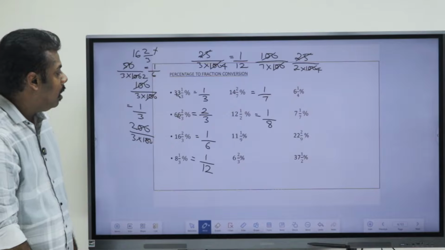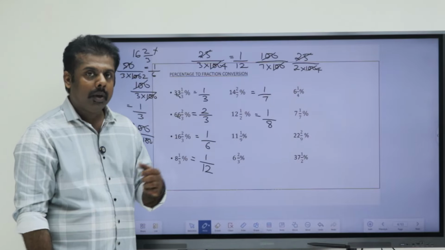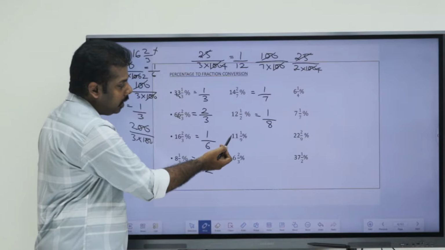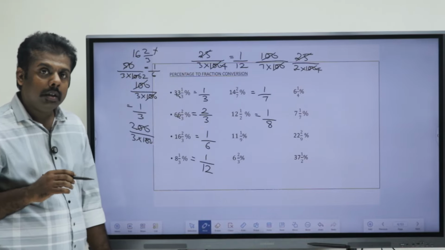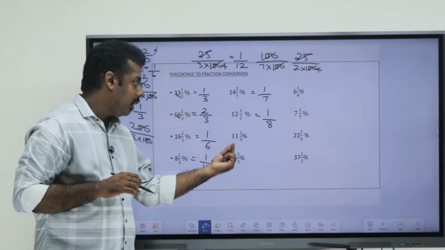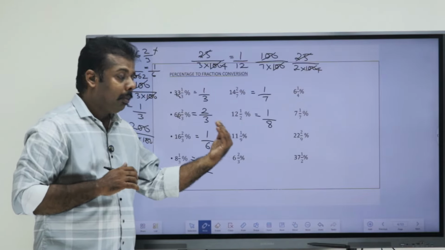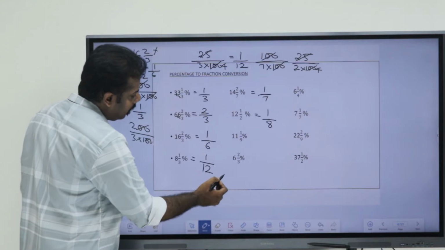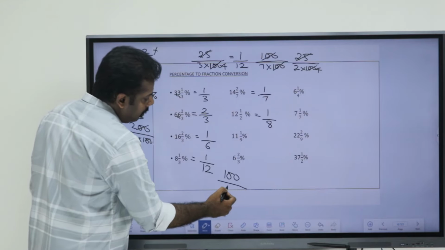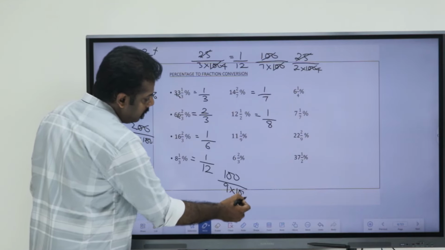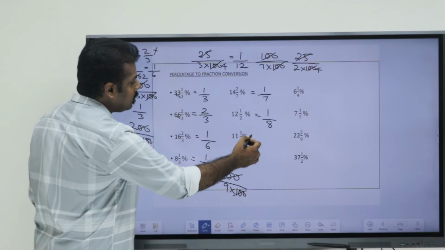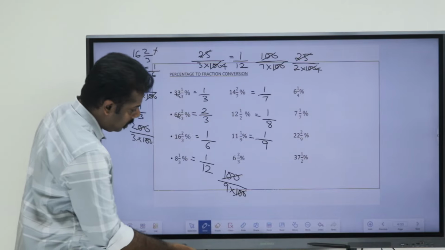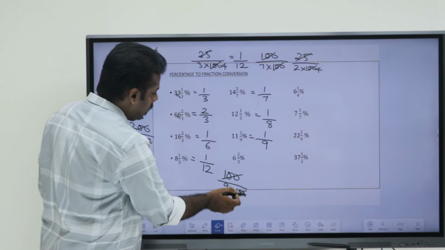Now we can move to the next case, that is 11 1 by 9 percentage. Same process. First you multiply 9 into 11, then add the term which is there in the numerator part. 9 into 11 gives us 99, plus 1 gives us 100. So we can write this as 100 by 9 into 100. So 100 gets cancelled out. What is the fraction part that you are getting? We are getting 1 by 9.